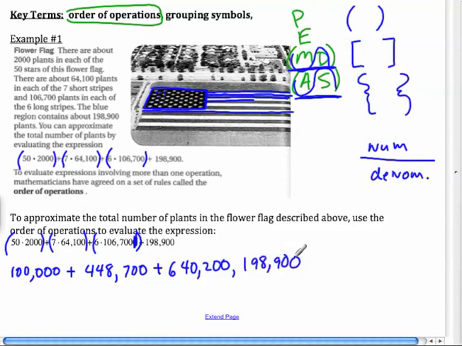Alright, so let's see. 100,000 plus 448,700 plus 640,200 plus 198,900. And I'm going to get, when I simplify that, 1,387,800. And that's our final answer on the number of flowers in that crazy flower flag.